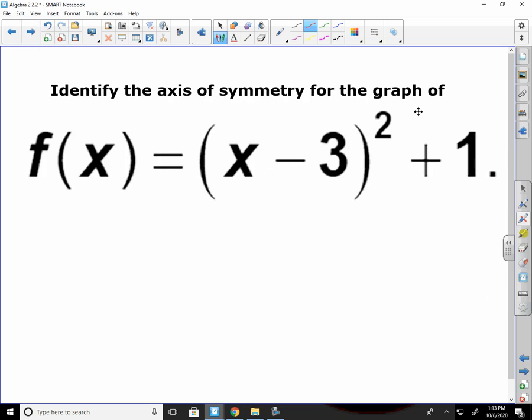Identify the axis of symmetry for the graph of x minus 3 squared plus 1. AOS is 3. Pretty easy, right?